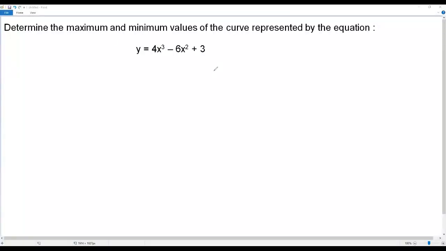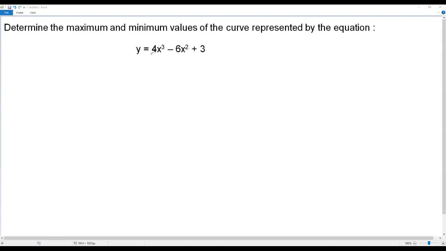Here we have a calculus problem. We have to find the maximum and minimum values of the curve represented by the equation y equals 4x^3 - 6x^2 + 3. Okay, first let me tell you how to do the problem.